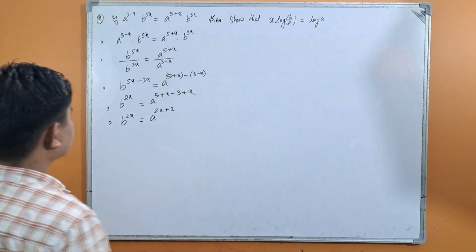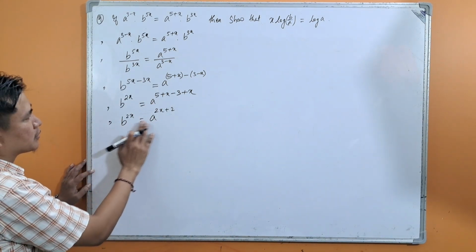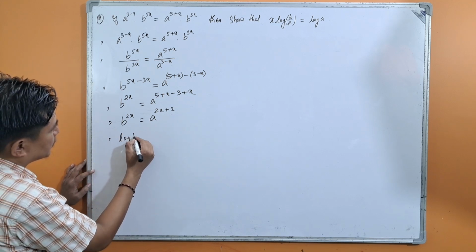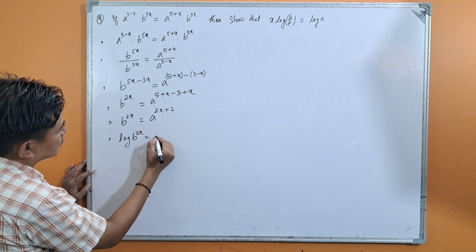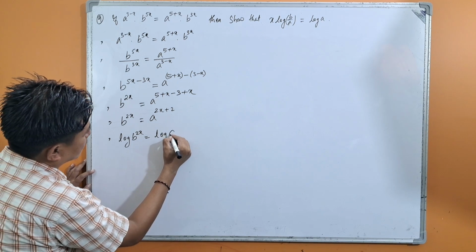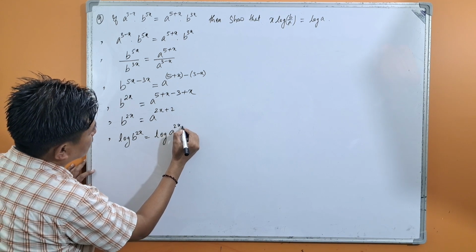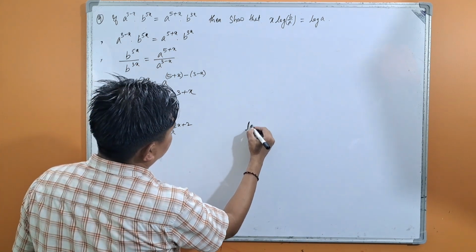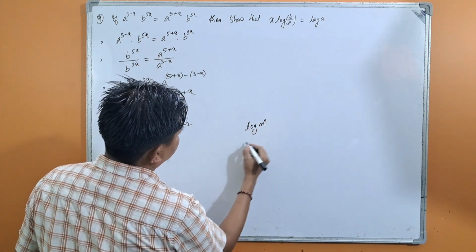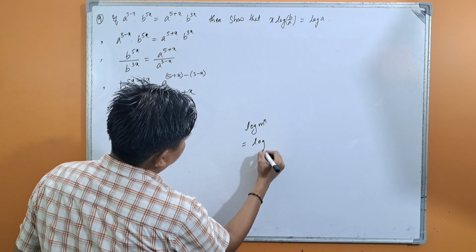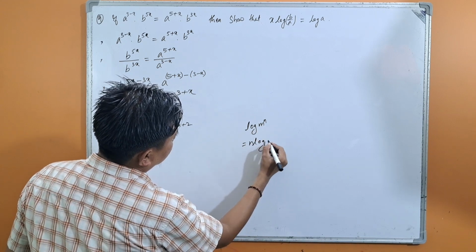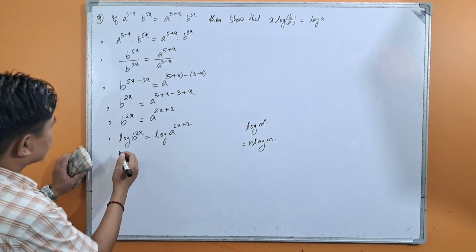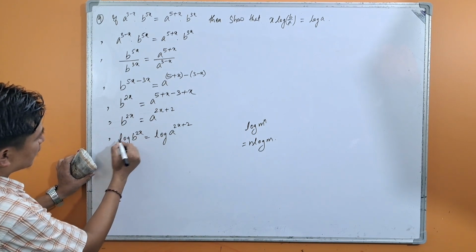Now let us put logarithm to both sides of this equation, logging both sides. Log b to the power 2x equal to log a to the power 2x plus 2, isn't it? If we have log m to the power n, we can write this as n times log m, isn't it? So the same thing we are going to apply here. 2x comes before log.